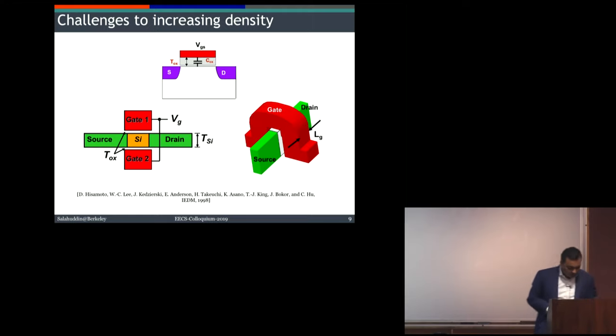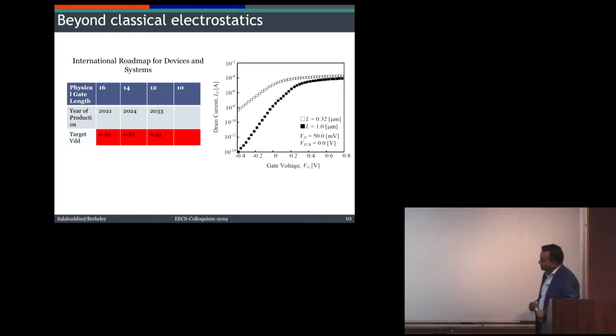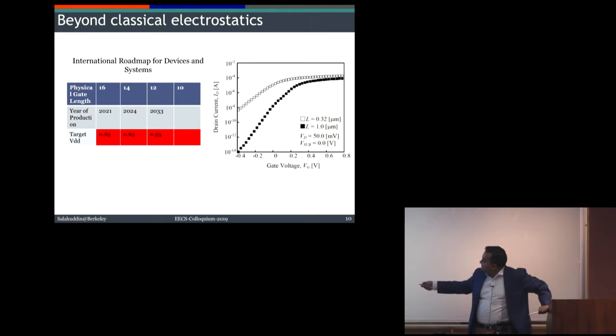But going forward, things don't look very hopeful because of this roadmap, which is usually set up by the International Roadmap for Devices and Systems Society. It's called IRDS. If you look at our future roadmap, 16 nanometer physical gate length is the next one, 2021. The target was to run it at 0.65 volt. We cannot do that. 16 nanometer LG is coming out, but is running at much larger voltage. Going forward, we actually do not have real known solutions.